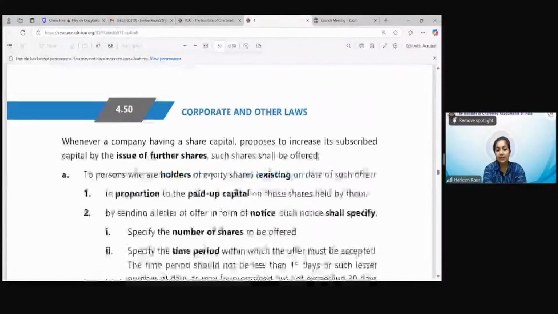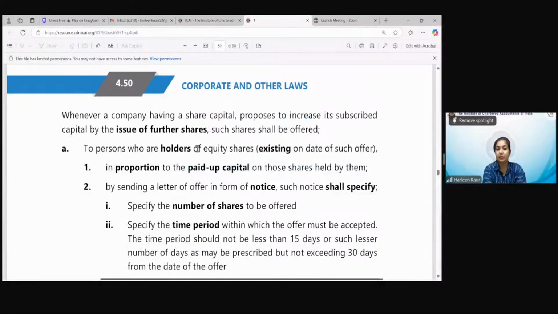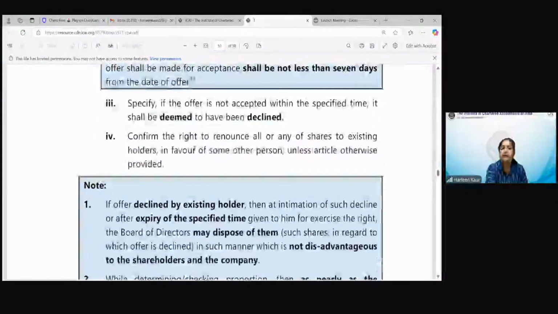Now, let's understand further issue of share capital. Again, to the holders who are existing. If you are an existing member, only then will we give the rights issue. Simple thing. You should be an existing shareholder, in proportion to the paid up share capital. A notice will be sent. So how will you give the rights issue? You will send a notice. What all will be written in the notice? Number of shares, time period. And if the offer is not accepted within that time, it will be declined. And you also have the right to renounce.